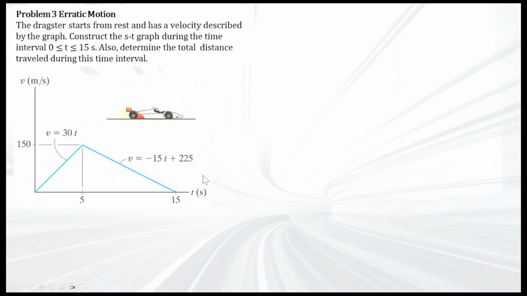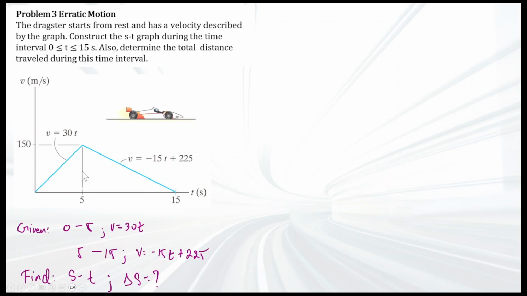Next up, we have a dragster here. The dragster starts from rest and has a velocity described by the graph, and construct the s-t graph during the time interval of 0 to 15 seconds. We here also determine the total distance traveled during the time. Judging from the graph, you can already determine the total distance by getting the area under the curve. So we have two triangles here. We simply have to get the area under the curve if you're familiar with that. But I think I did the long version here.